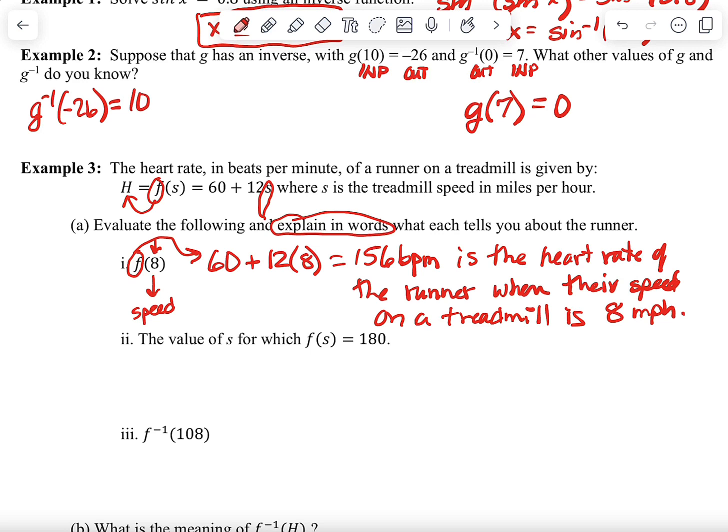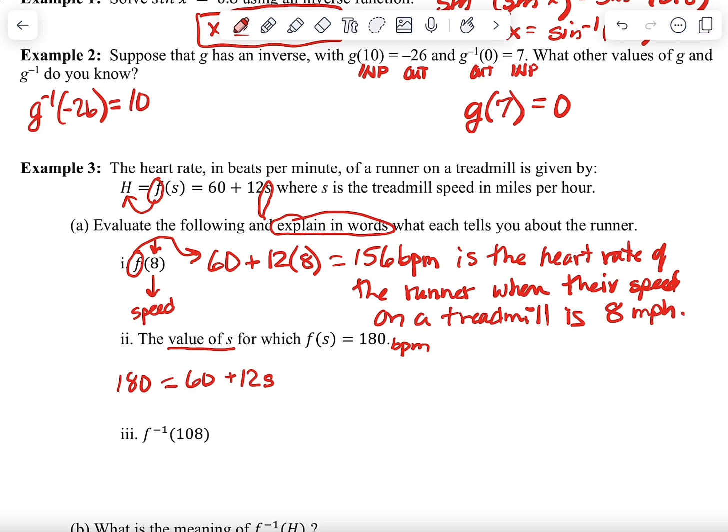Second part to this, now we're wanting to find the value of S, so we're trying to find the speed for which this is true. So if S is speed, then 180 must be miles per hour. No, I said that wrong. If S is speed, in miles per hour, 180 must be beats per minute. So we now want to find what speed would give us a heart rate of 180 beats per minute. If we're trying to find speed, but we know the beats per minute, we can put 180 in for H and proceed to solve for S.